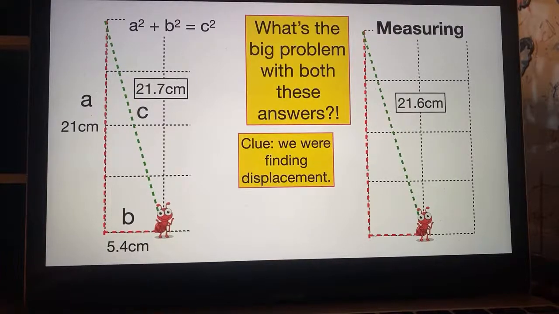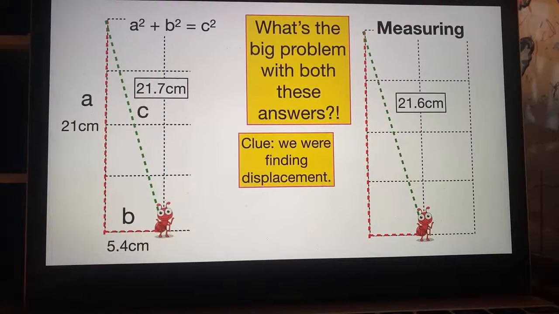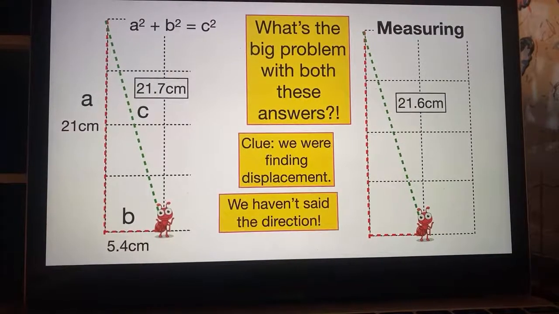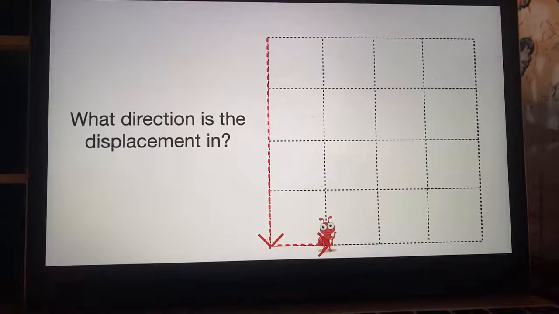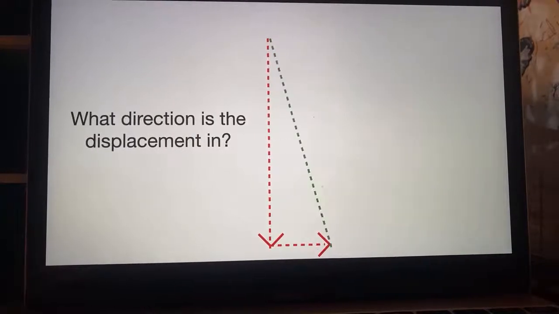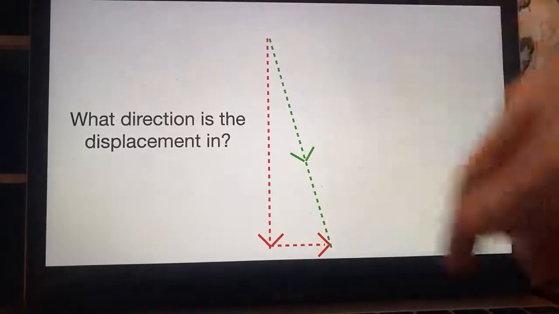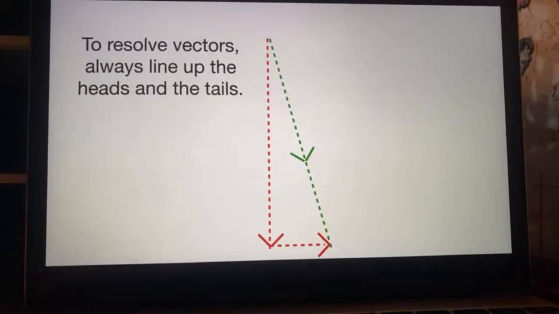Clue, we were finding displacement. Have you got it? Of course you got it. Displacement is a vector. We haven't said what direction the thing is travelling in. So you need to know how to line up your vectors so that you get the correct direction. The direction in this case, as we've discussed, was going from the starting point of the ant down to the end of the ant's journey.